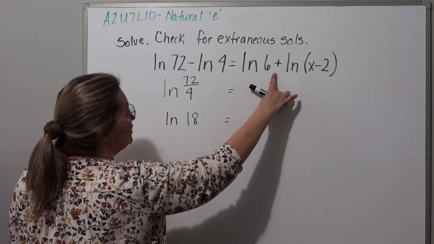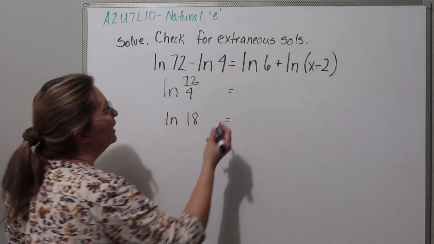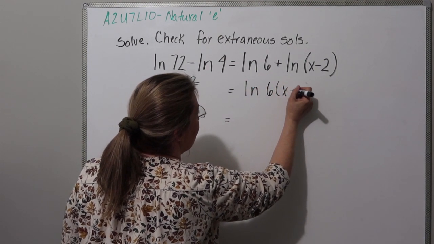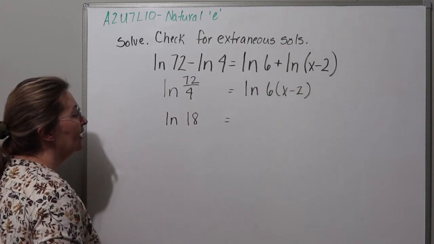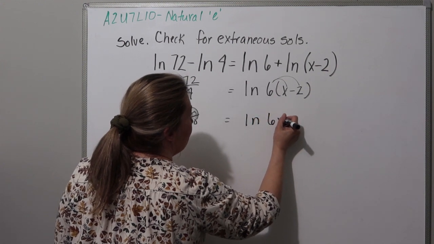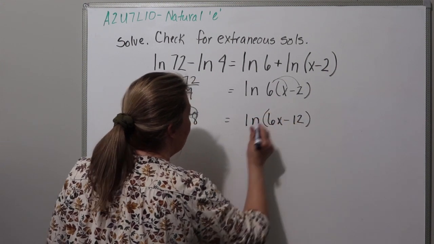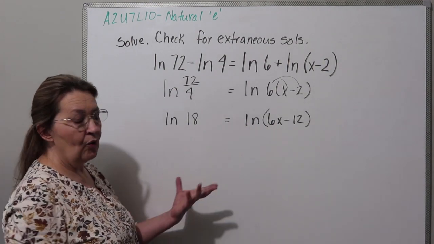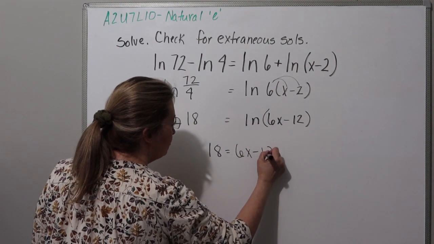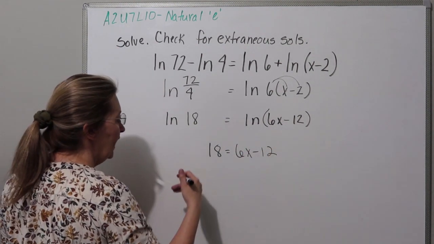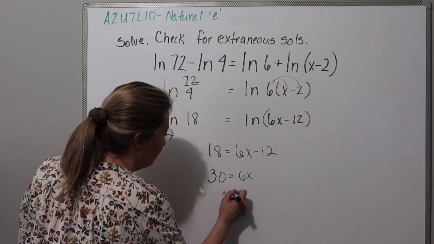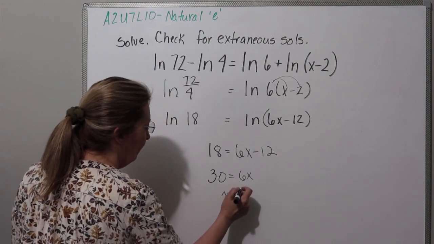Alright, now over here I have a sum, so I can use my product property, and that product property tells me that ln of 6 times x minus 2 is equivalent to that. Then I can distribute this and get ln of 6x minus 12. Now that I have log to log, I can use my one-to-one, and I'll have 18 is equal to 6x minus 12. A simple linear equation, add 12 to each side, and 30 is equal to 6x. Divide both sides by 6. x is equal to 5.